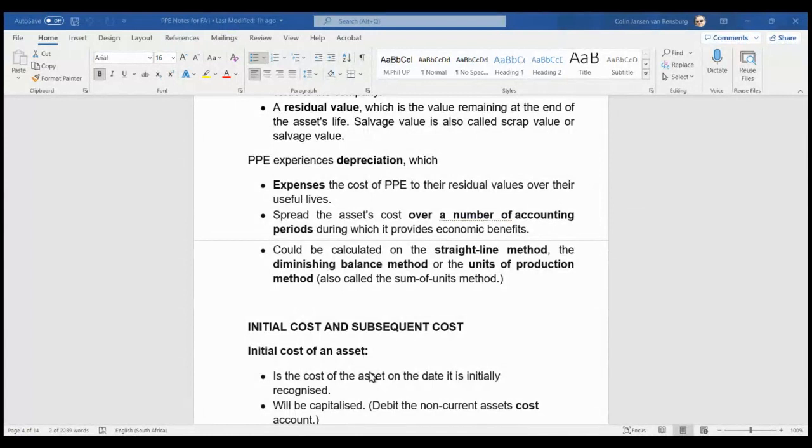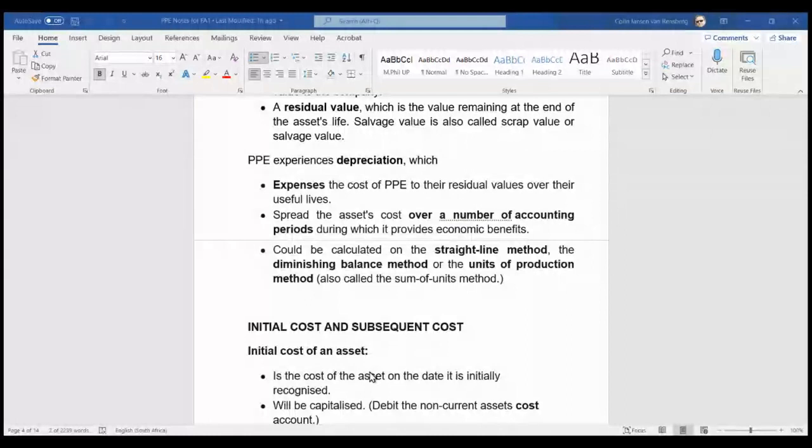The units of production method does not take time into account. It takes into account the capacity or the potential that something has for the company, right? That will mostly be applicable to plant and machinery, something that is used in production. If it's not used in production of goods, then you cannot apply the units of production method.